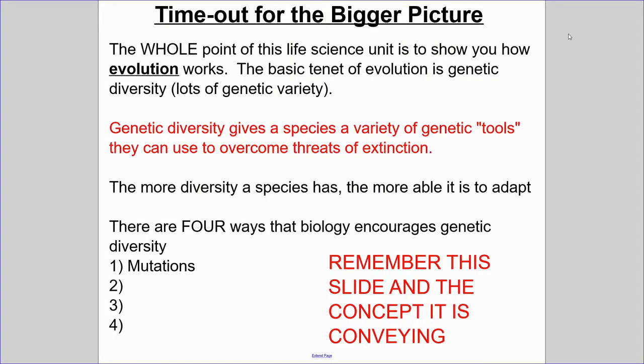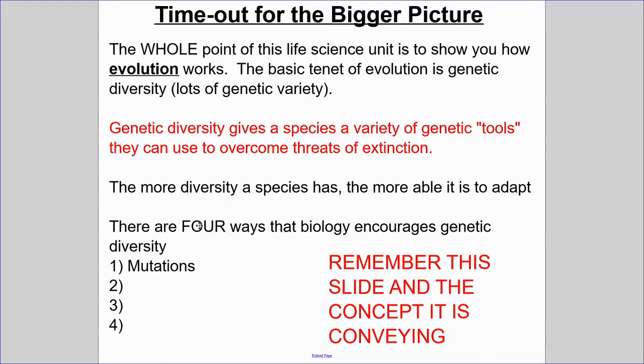Alright, I want to take a time out for the bigger picture here. The whole point of the life science unit is to show you how evolution works. That's our last topic in this unit. But the very foundation of evolution is genetic variety or genetic diversity. It's this variety that gives a species its set of genetic tools that they can use to overcome threats of extinction. The more diversity a species has, the more able it is to adapt. If you have a lot of genetic diversity, that means that you might be able to adapt to environmental pressures because some members of your species might be able to handle those changes better.